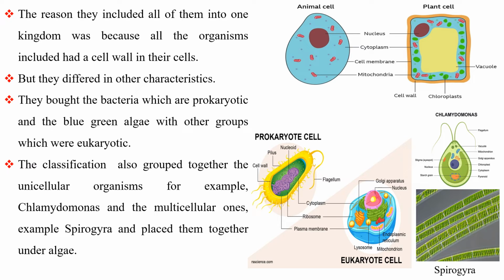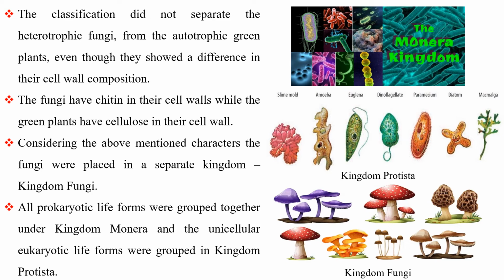The classification also grouped together the unicellular organisms, for example, Chlamydomonas, and the multicellular ones, for example, Spirogyra, and placed them together under algae. The classification did not separate the heterotrophic fungi from the autotrophic green plants, even though they showed a difference in their cell wall composition. The fungi have chitin in their cell walls, while the green plants have cellulose in their cell walls. Considering the above mentioned characters, the fungi were placed in a separate kingdom, Kingdom Fungi.